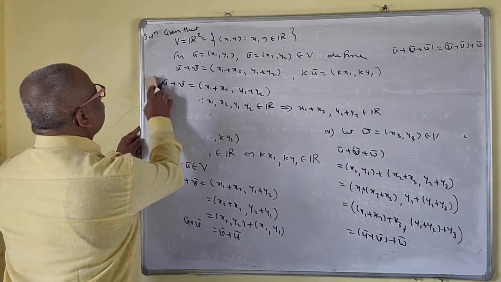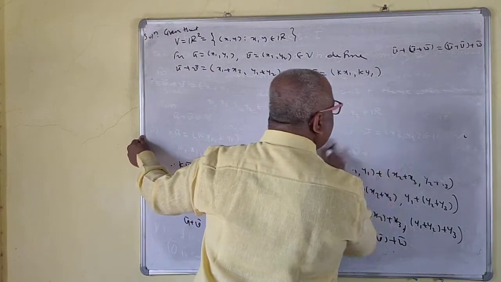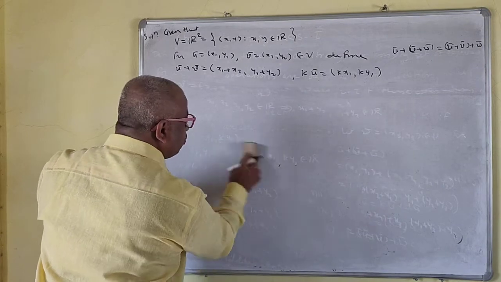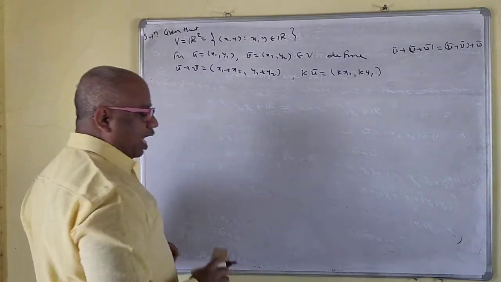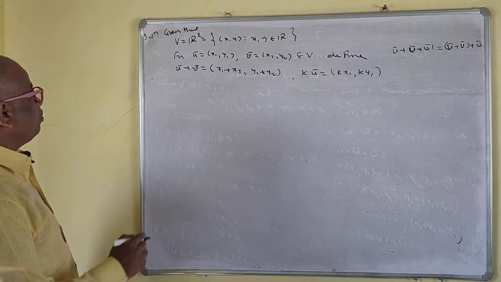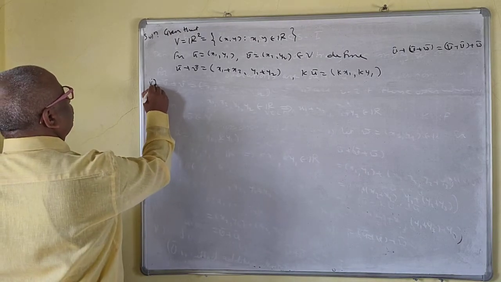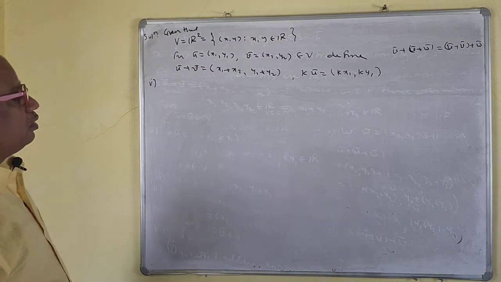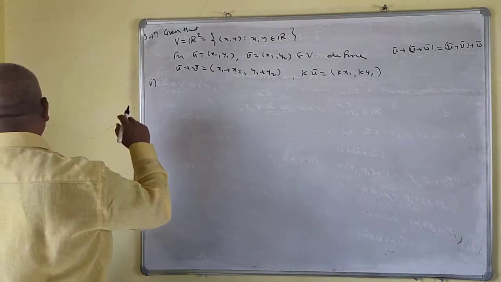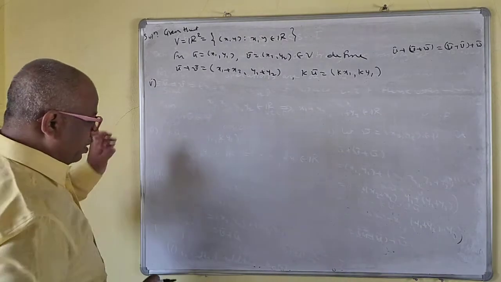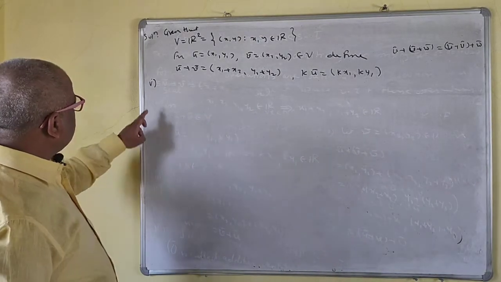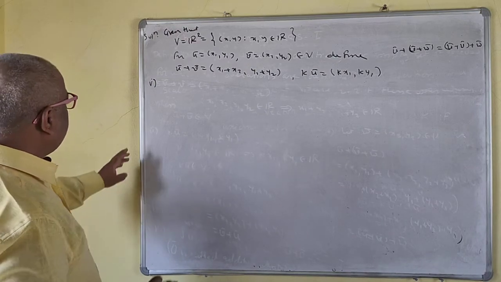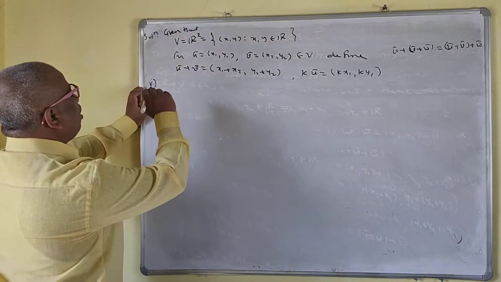Now the fifth axiom is that zero bar, the additive identity, exists. That you have to prove. Whatever the number may be, the number is not important here. So now we have to check this.